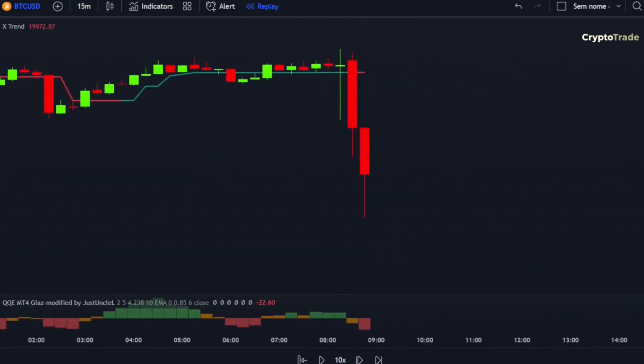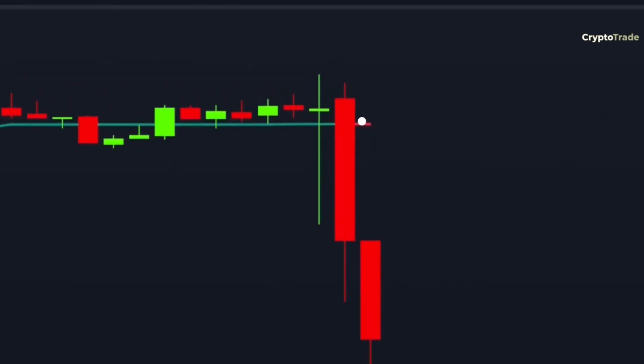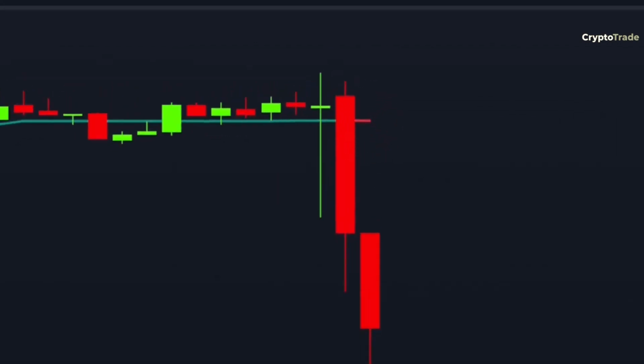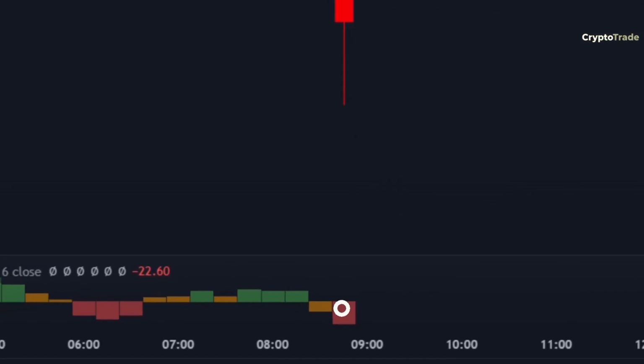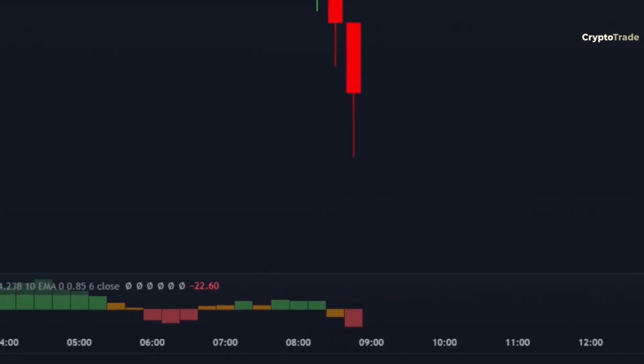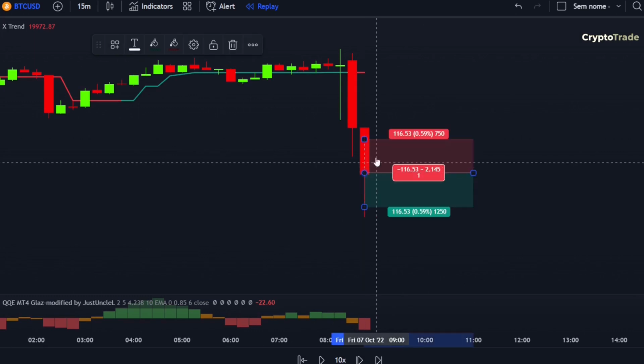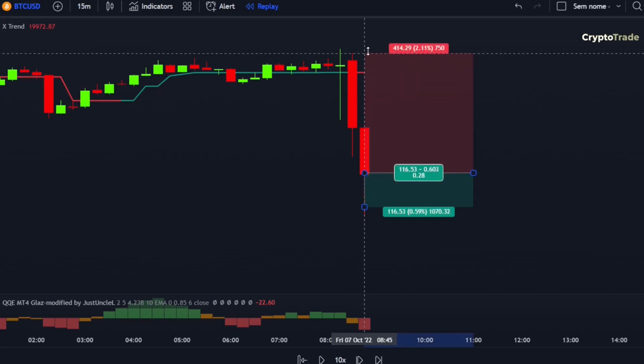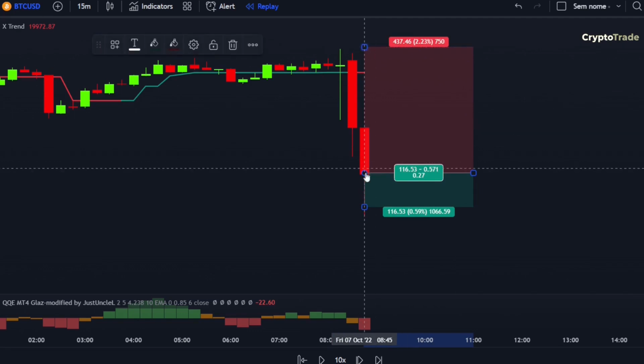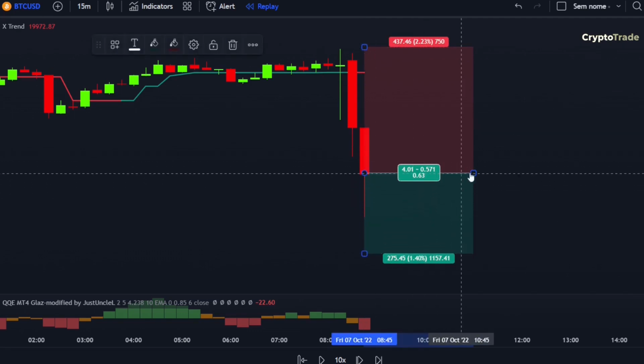For a sell order, the market must be below the XTREME TREND line and the trend line must be red. The QQE threshold indicator must be red. If these conditions are met, place a sell order at the close of the candle. Place the stop loss above the nearest swing high. Do not set a take profit.